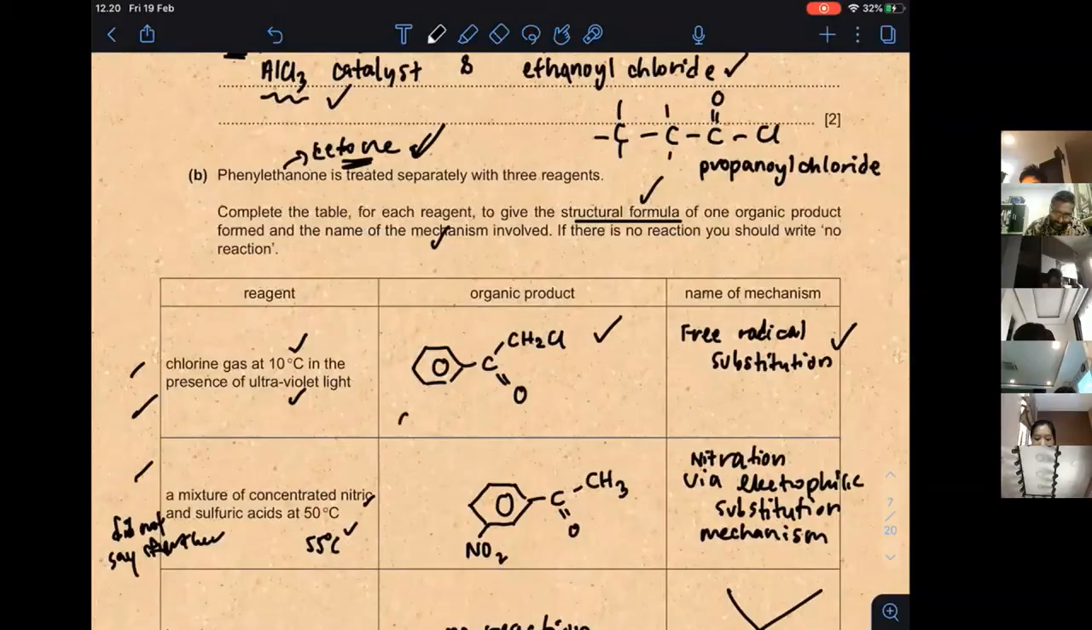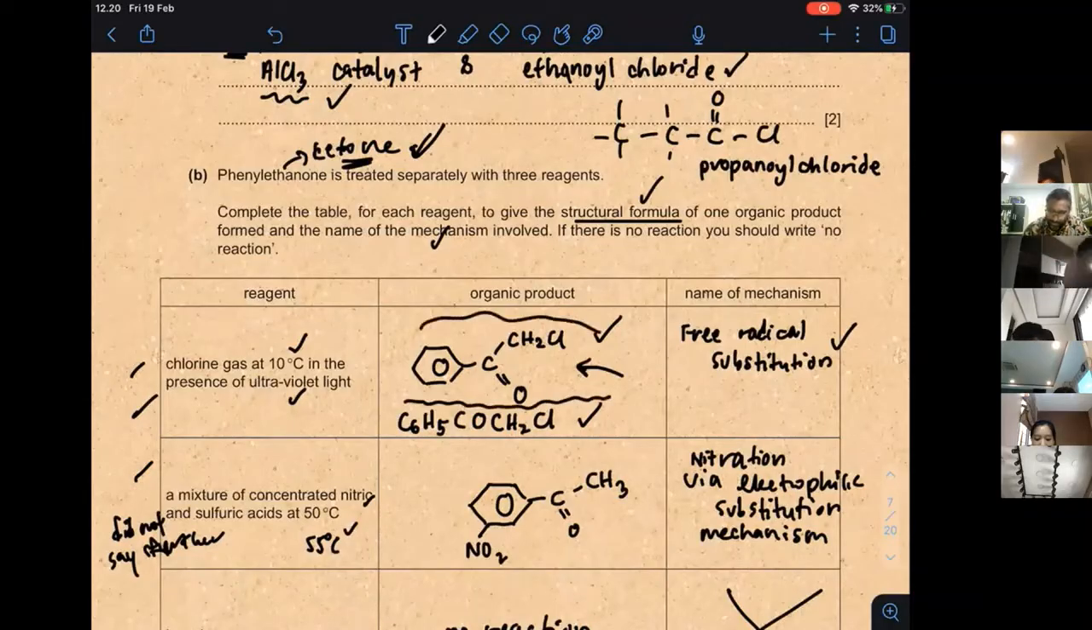It's supposed to be C6H5CO and then CH2Cl. This is going to be the structural formula. This one I'm just drawing for you to see. But in the marking key they give something like this. I don't think it's a very suitable way to say. This is supposed to be correct.